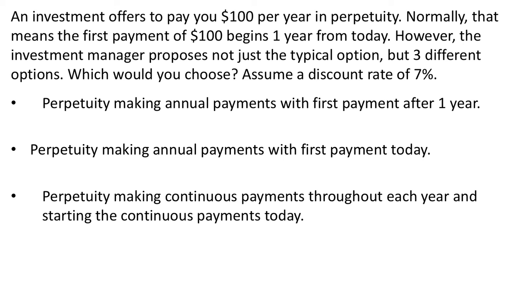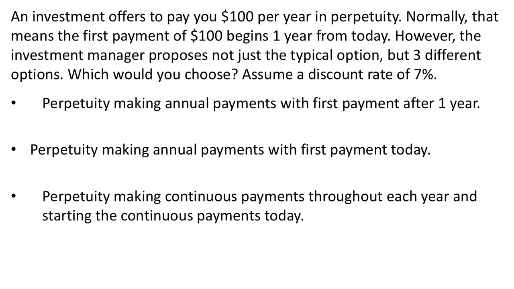So the first option is a perpetuity making annual payments with the first payment after 1 year. That's what you normally do. Then you have a perpetuity making annual payments with the first payment today, right now at time 0. That's odd, right? Or a perpetuity making continuous payments throughout each year and starting the continuous payments today. In other words, instead of paying at the end of the first year, which is a normal situation, or paying right now at time 0, which is odd, but it's talked about in your textbook, you could actually make the payments spread out, compounding continuously.